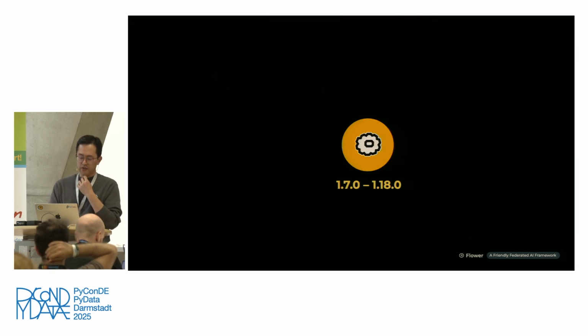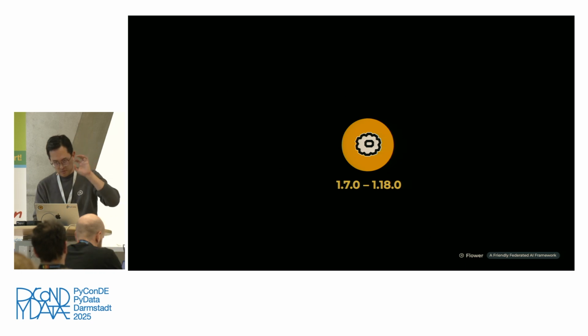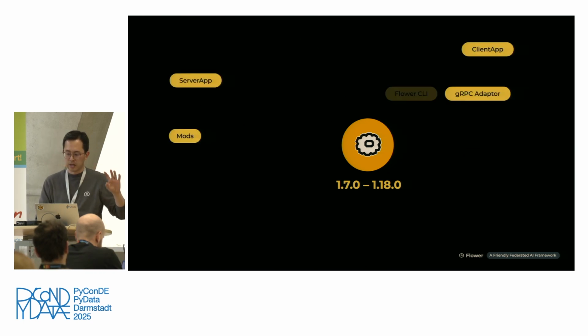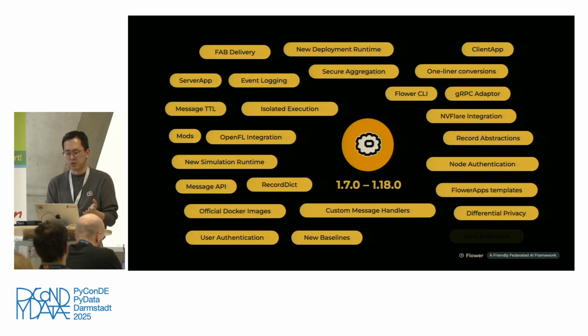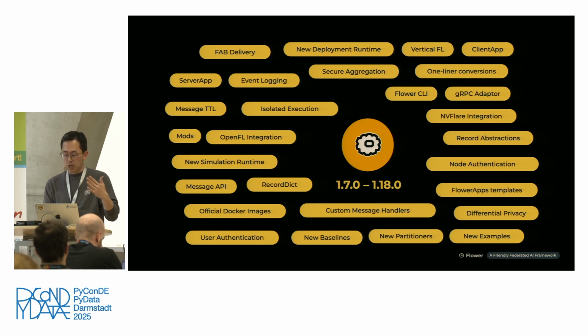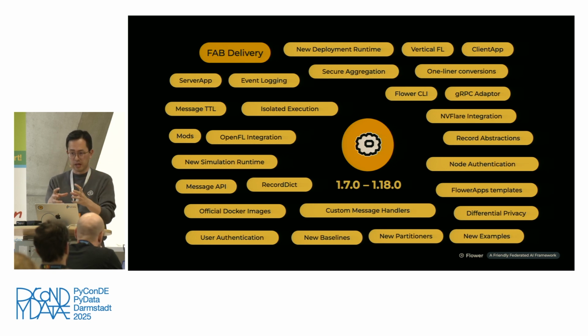Yeah, so the path from version 1.7 to yesterday's version 1.18 release is quite a lot. There's so many features to describe. We didn't run through everything, but what I mentioned in the tutorial today is the FAB delivery, which is exactly what I described. You package the code that I tweaked on my machine, and that gets delivered to the superlink and the supernodes, and this gets executed. So any changes that you made over there can be reflected downstream in your process.